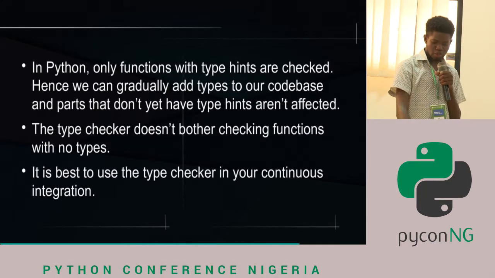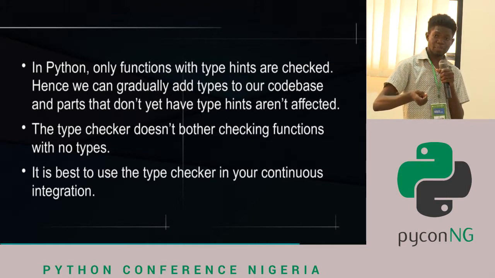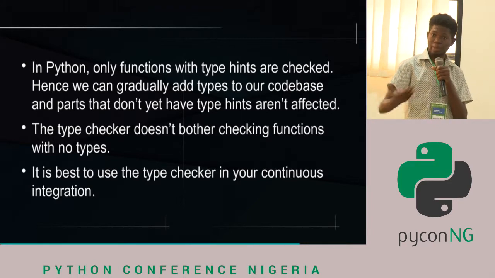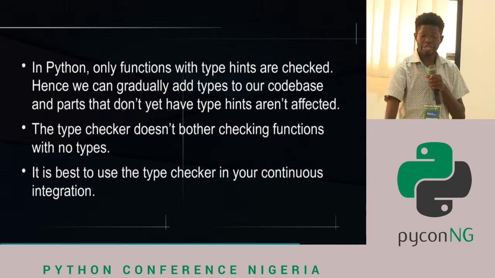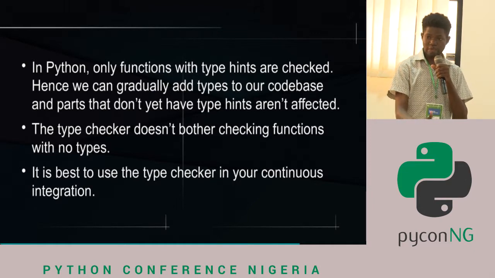Okay, in Python I already mentioned this: only functions with typing are checked. So if a function does not have types, it is not checked by mypy. It's normal Python code. It doesn't bother checking. It is best to use it like a continuous process. If you want to be better at it, you just add types.